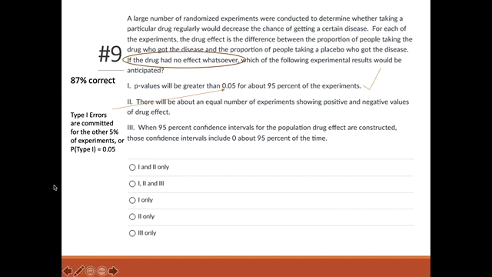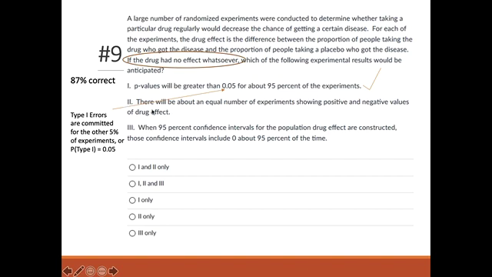And when that's the case, those are experiments where type 1 errors are committed. So for those 5% of experiments, they have low p-values just by random chance alone. Again, the null hypothesis is true, but if you do enough experiments, eventually you'll get a small p-value just by random chance alone, even though the null hypothesis is true.